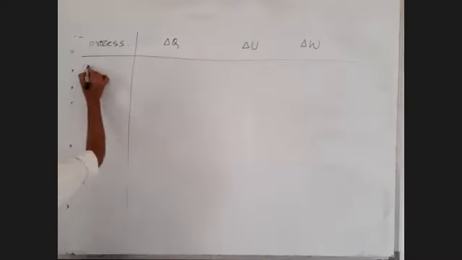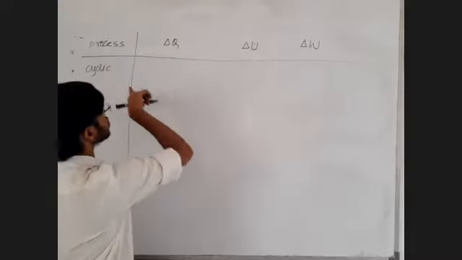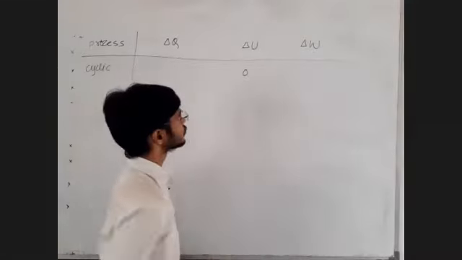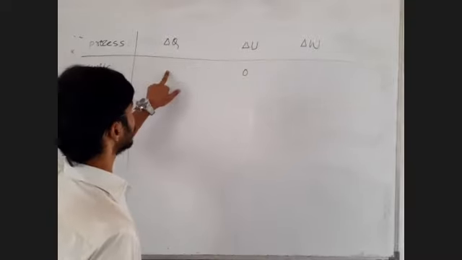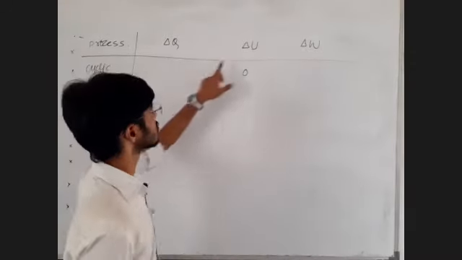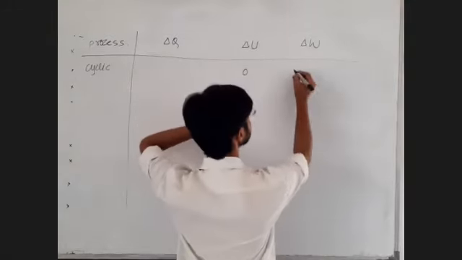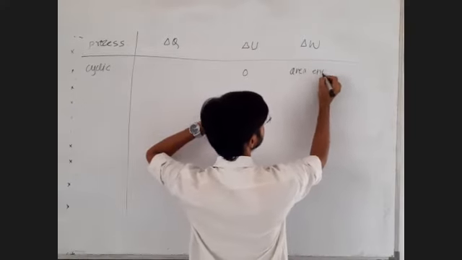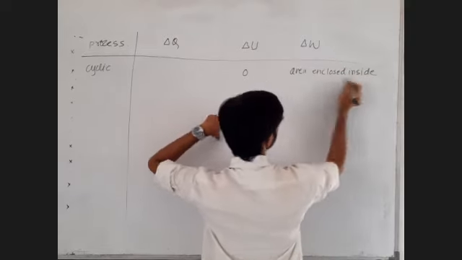Okay, cyclic process. For cyclic process we cannot directly write delta Q, but we can 100% write delta U. Here they have written delta Q is equal to delta W, but directly we cannot do that. What we can do for cyclic process, we can write delta U equal to 0 and delta W is area enclosed inside the PV curve.